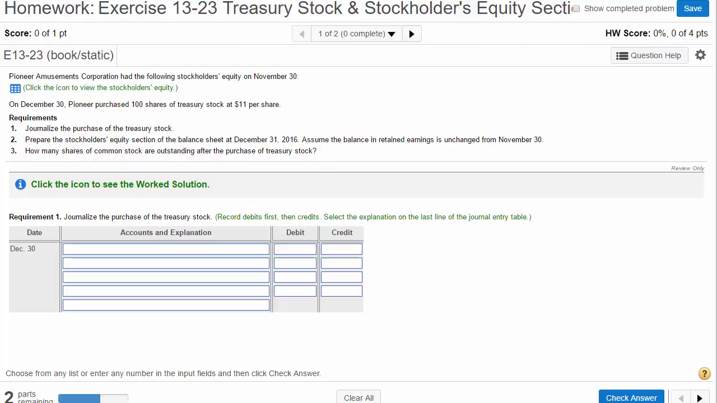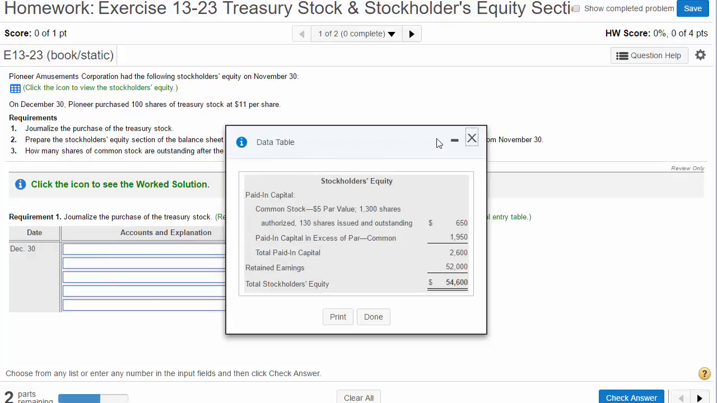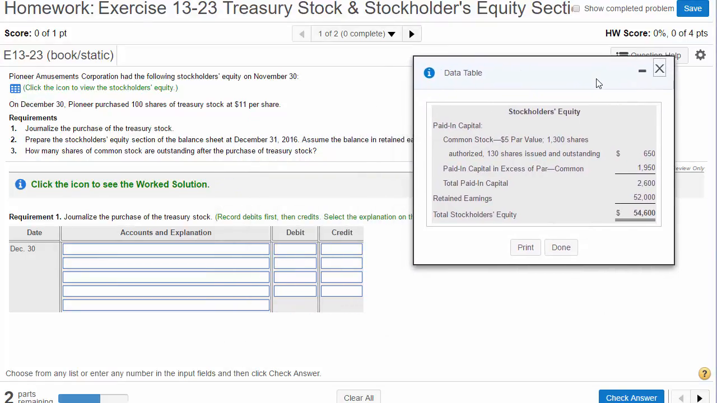Exercise 13-23, Treasury stock and the stockholders' equity section of the balance sheet. Pioneer Amusements Corporation had the following stockholders' equity on October 30th. Then they're going to purchase 100 shares of Treasury stock. So we're going to journalize the Treasury stock transaction, and then we're going to redo the stockholders' equity section after this transaction of buying Treasury stock.